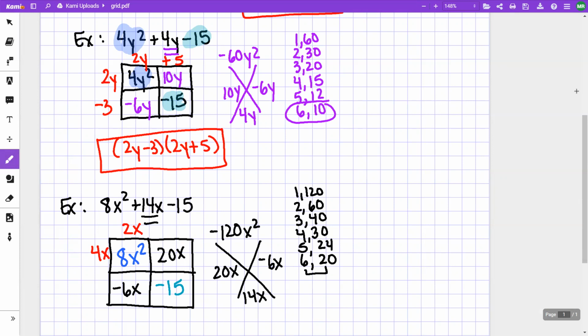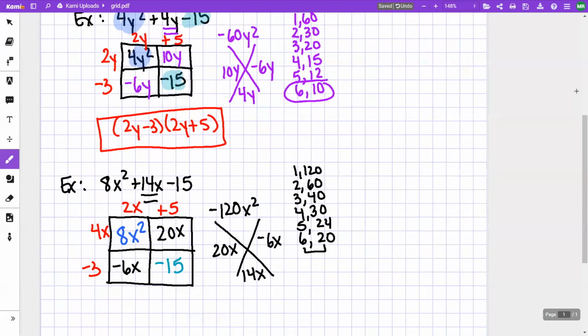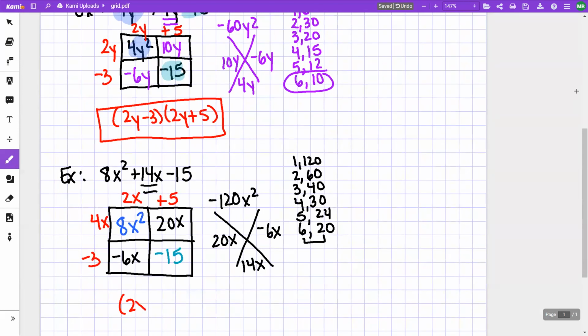And so now, 2x multiplies with what to get a negative 6x? That's going to be a negative 3. And 4x multiplies with what to get a 20? That's going to be a positive 5. And so my factors are going to be 2x plus 5 times the quantity 4x minus 3. And that is going to be my answer.